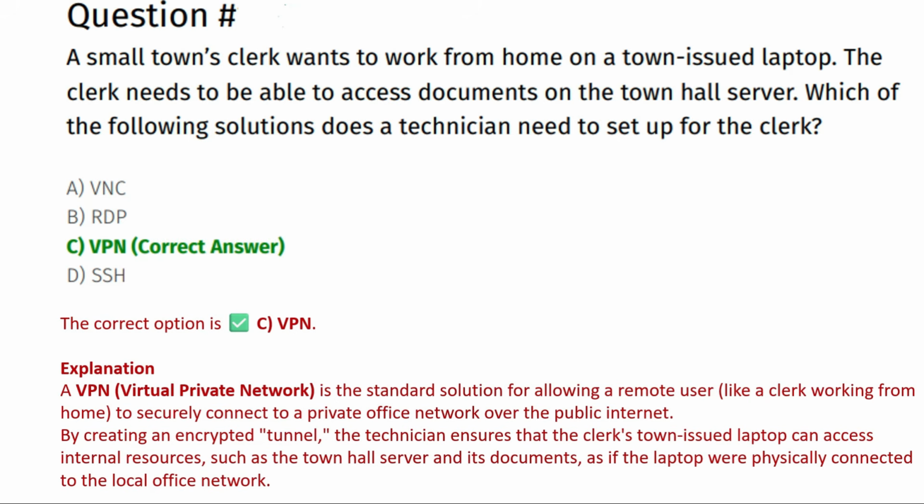A VPN, virtual private network, is the standard solution for allowing a remote user like a clerk working from home to securely connect to a private office network over the public internet. By creating an encrypted tunnel, the technician ensures that the clerk's town-issued laptop can access internal resources such as the town hall server and its documents as if the laptop were physically connected to the local office network. So that's why the correct answer for this question is option C, VPN. So let's move to the next question.